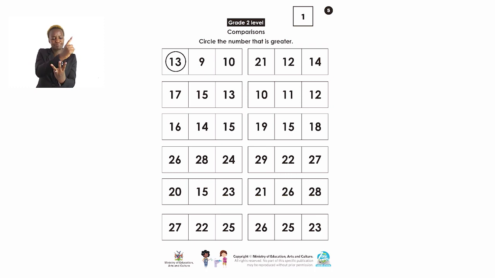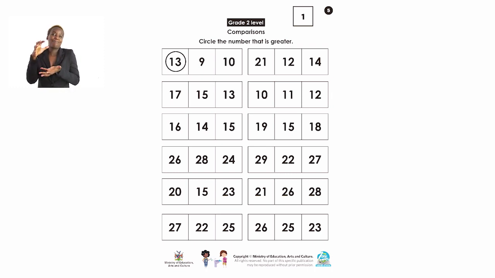We have a 2 in the first box. We have a 1 in the next one, and then we have another one there. Which one do you think is the first one? We have a 2. So the one with the 2 is the biggest one. So you encircle the one that says 21.